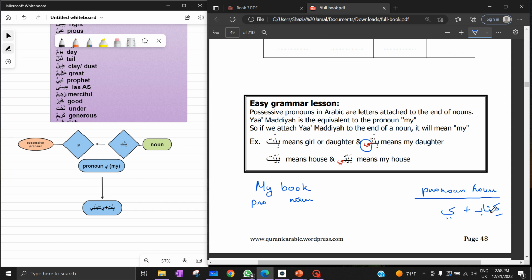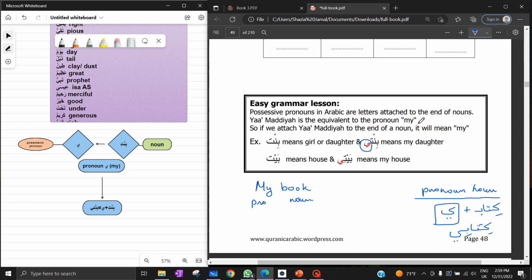So it will join with ba. What happens when it joins with ba? It gives kitabi. Kitabi means my book. So this is coming as a possessive pronoun here. So possessive pronouns in Arabic are letters attached to the end of the nouns. Ya mutakallim is equivalent to the pronoun my.